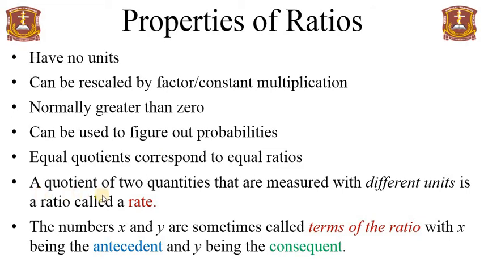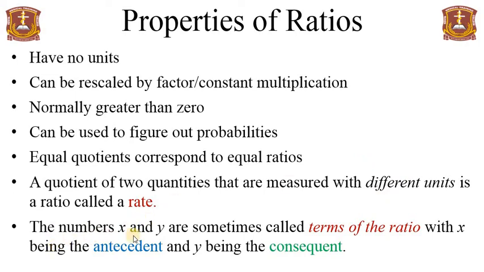Now, a quotient of two quantities that are measured with different units is a ratio called a rate. When you introduce different units, this ratio transforms into something called a rate, especially when the other unit is with respect to time or another quantity with respect to which we want to see a trend. So it is easier using ratios to describe this, and that defines a rate.